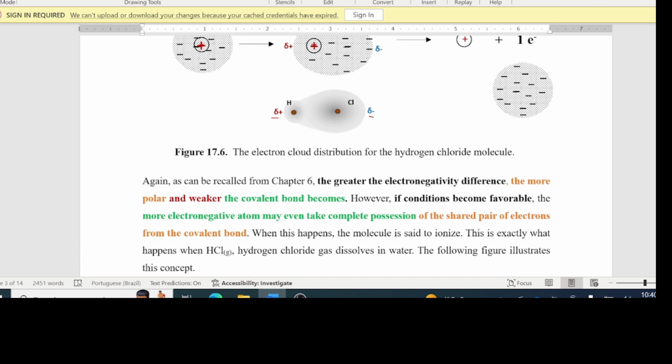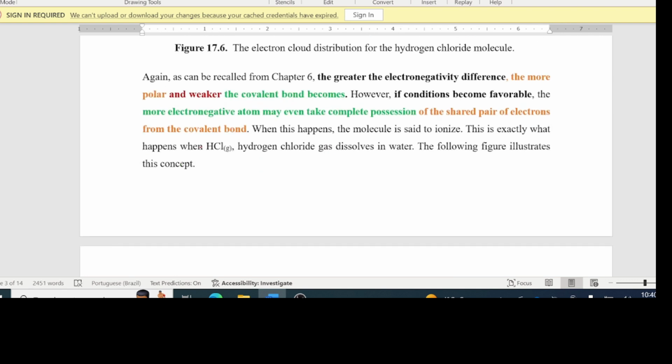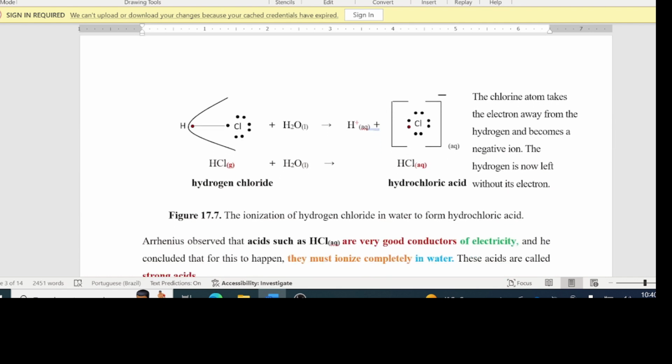Now, what can happen here is that if hydrogen chloride gas is dissolved in water, water allows it to ionize. So here's hydrogen chloride gas. It is neutral. If you pass that through water, it ionizes, and what is produced is called hydrochloric acid now.